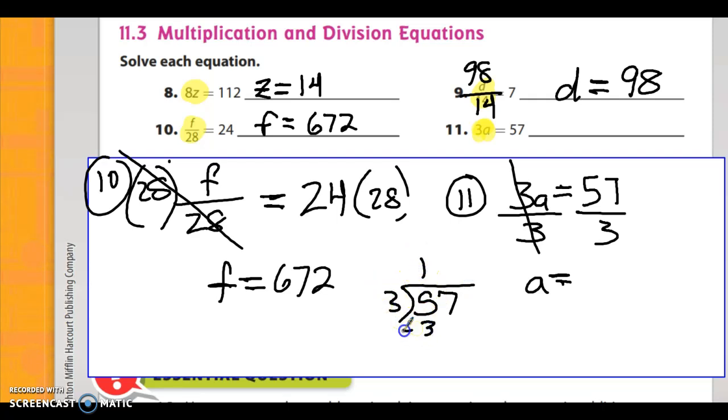3 goes into 5 once. 1 times 3 is 3. 3 goes into 27 9 times. 9 times 3 is 27. I get 19. I can prove that a lot of different ways.